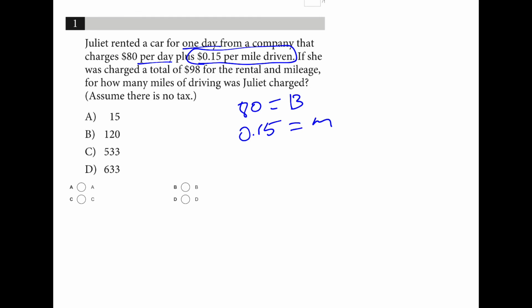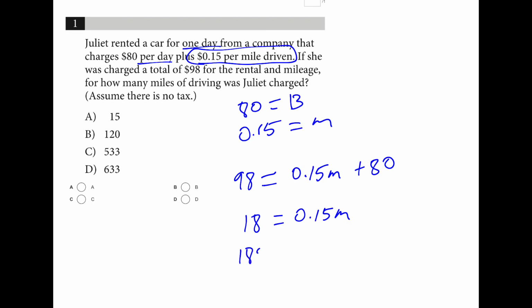They want to know how many miles was she charged if it was 98. So 98 is equal to 0.15 m plus 80. So 18 is equal to 0.15 m. If I wanted to multiply by 100 to get rid of the decimals, I could. So this is going to be something like, oh right, I have to put another 0 there. This is going to be something like 120.